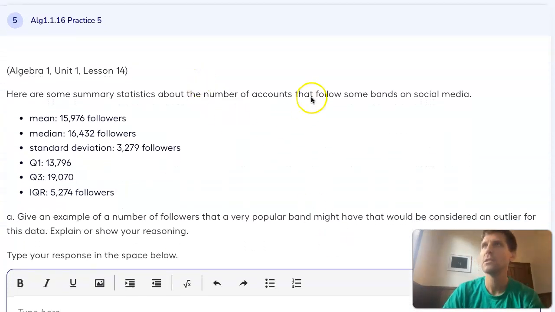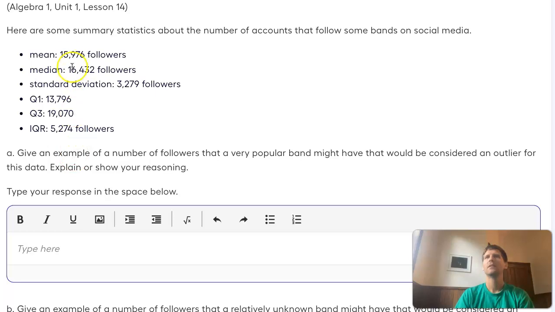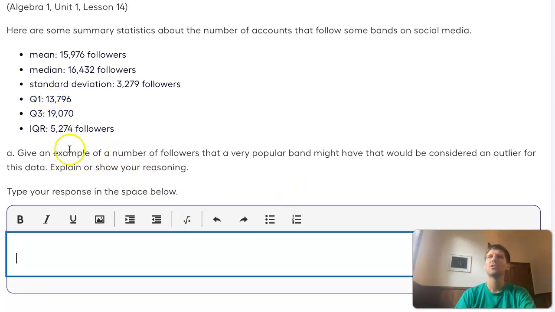Here are some summary statistics about the number of accounts that follow some bands on social media. You can see the mean is about 16,000, the median a bit more, standard deviation 3,200, about 300, first quartile, third quartile, IQR all given. So right away I could see the third quartile plus 1.5 times the IQR. I could add 9,000 to be safe, right? Because I just did 6 times 1.5, which is 9. So if I round this up, I'll be very safe. A very popular band, I could say 30,000, because that would be 28.